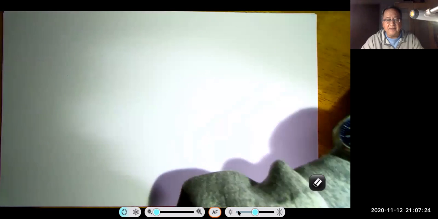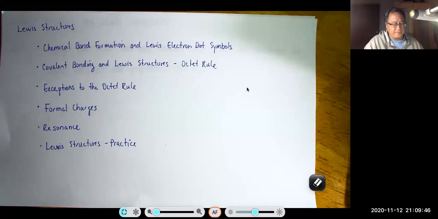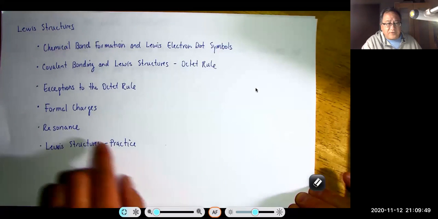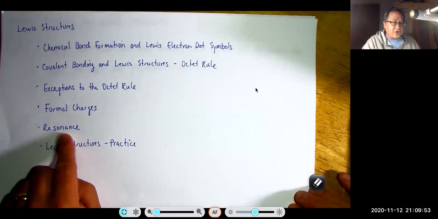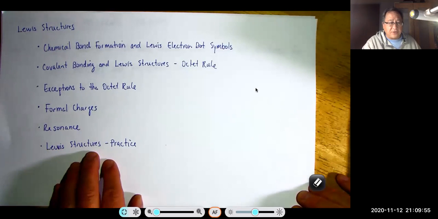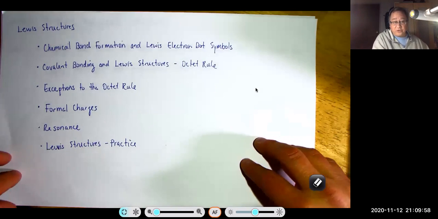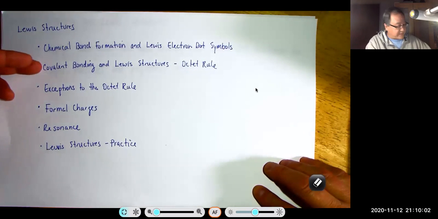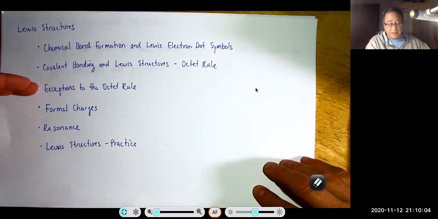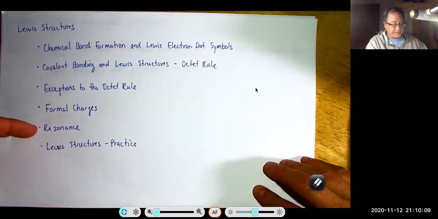All righty, we're going to take a look now at drawing Lewis structures and how we go about doing that. We've just finished up with formal charges and resonance, and I still haven't shown you how to draw Lewis structures. So now is the time to show you how to draw Lewis structures and take into account the octet rule, exceptions to the octet rule, formal charges, and resonance.